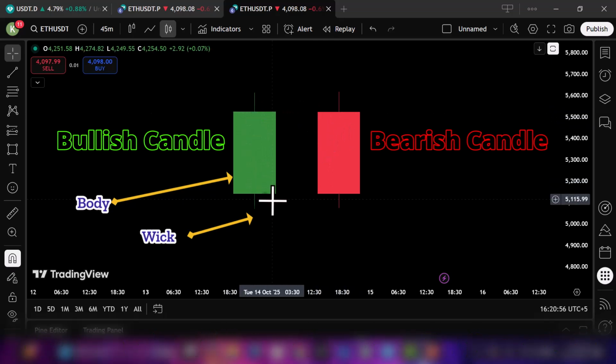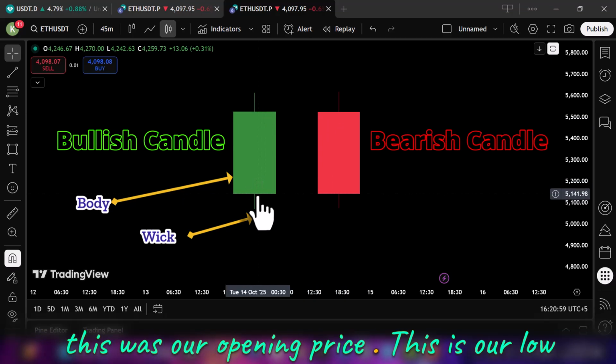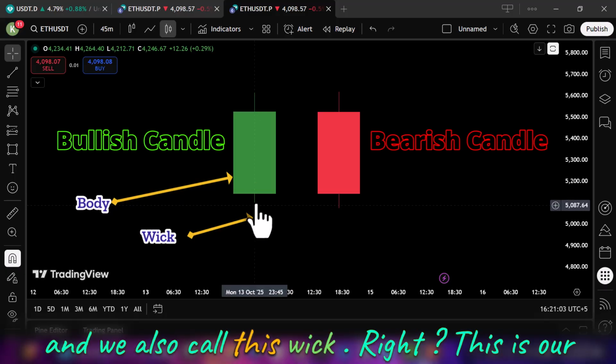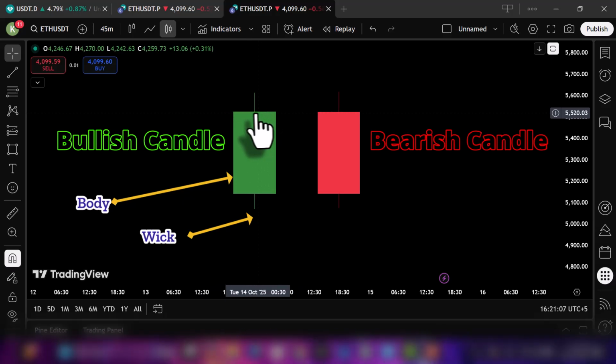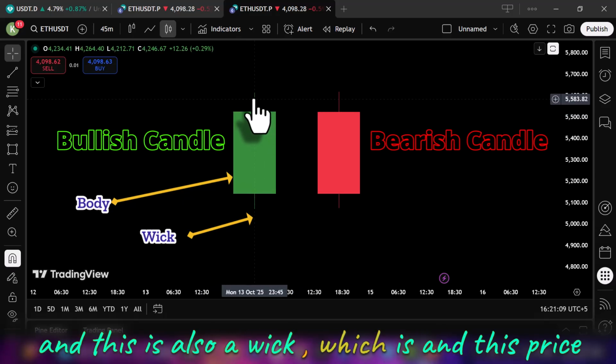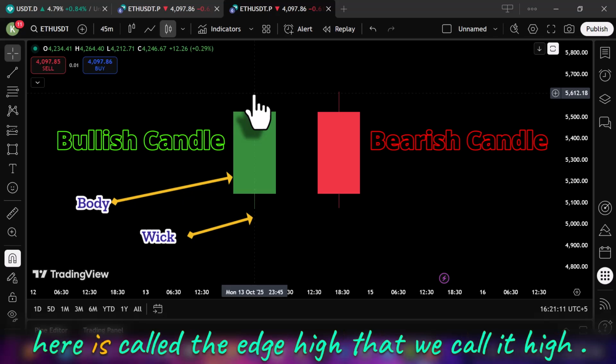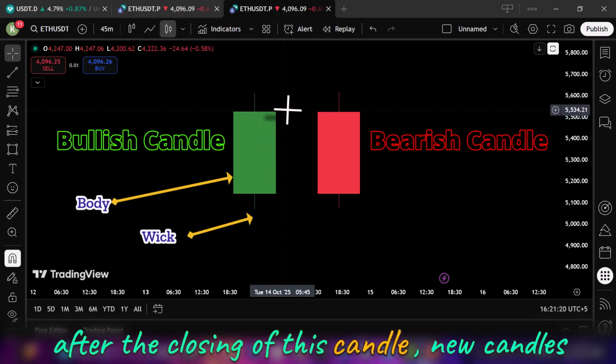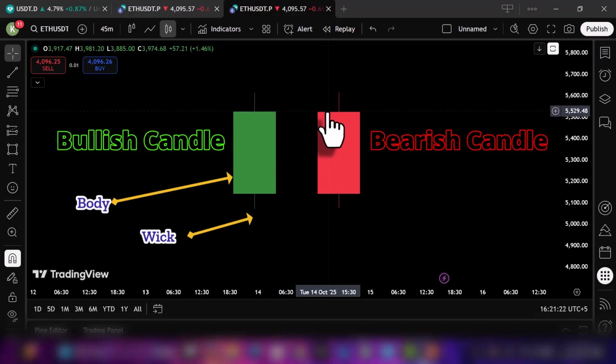So this was our opening price. This is our low, and we also call this a wick, right? This is our closing price. And this is also a wick, and this price here is called the high, that we call it high, right? So after the closing of this candle, a new candle formed.